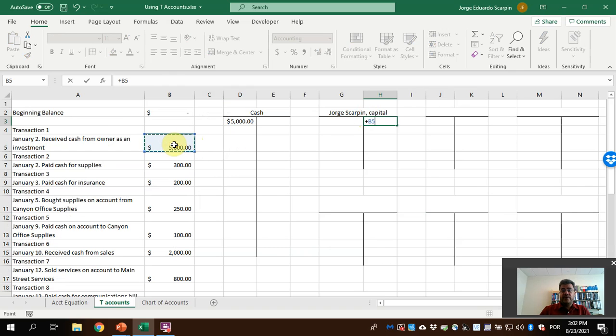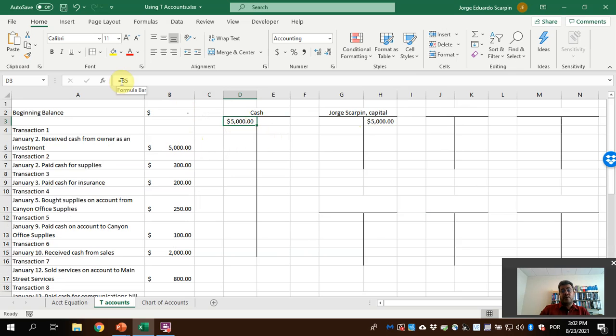Also $5,000. And on Excel, you can start a formula with an equal sign or a plus sign. If you start with a plus sign, Excel will type the equal for you. Okay, that is good. So debit, increasing asset. Credit, increasing owner's equity. So here, let's add some colors. Let's see if we can find 11 colors.